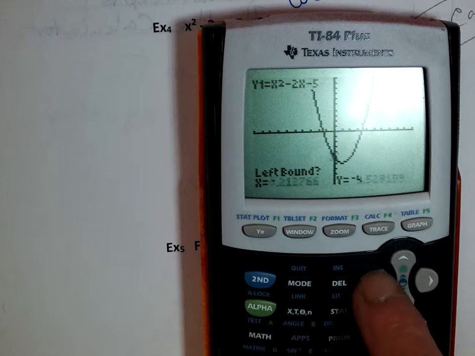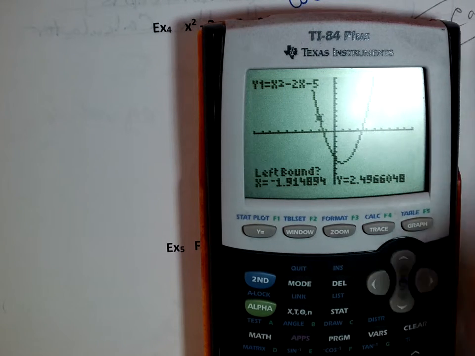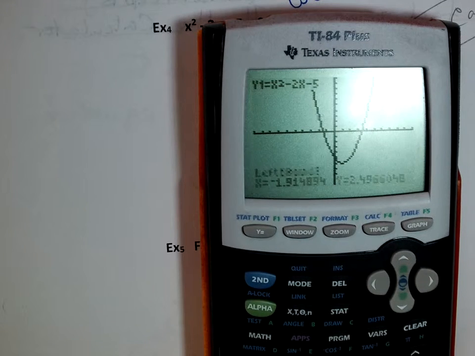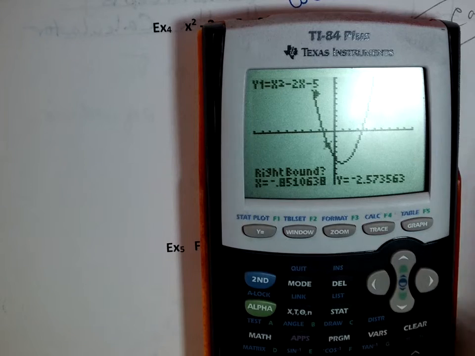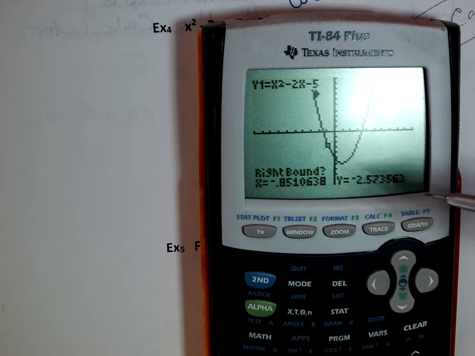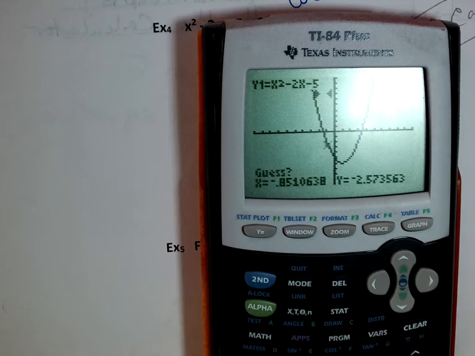So left bound. So go to the left of it. Even though I'm above it, I am to the left of that point, correct? It's blank, blank, blank. Hit enter, locks it in. Right bound. So let's go to the right of the point. Even though I'm below it, I'm really to the right of it. Does that make sense? Blank, blank, blank. Push enter, lock it in.